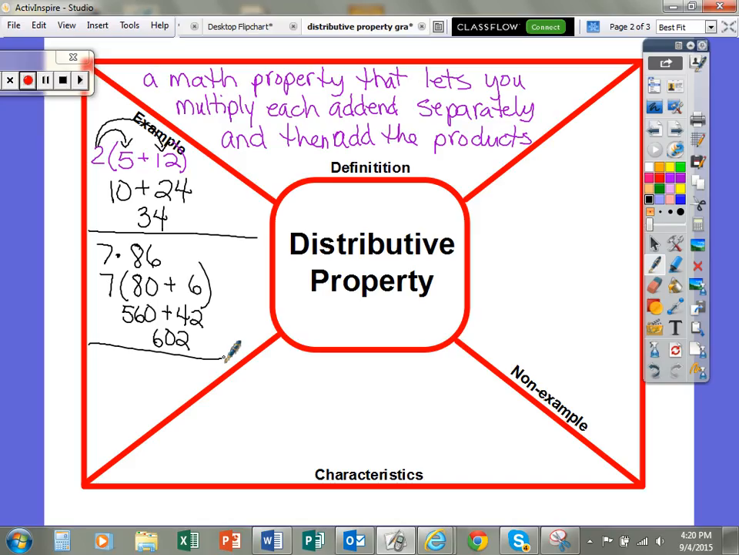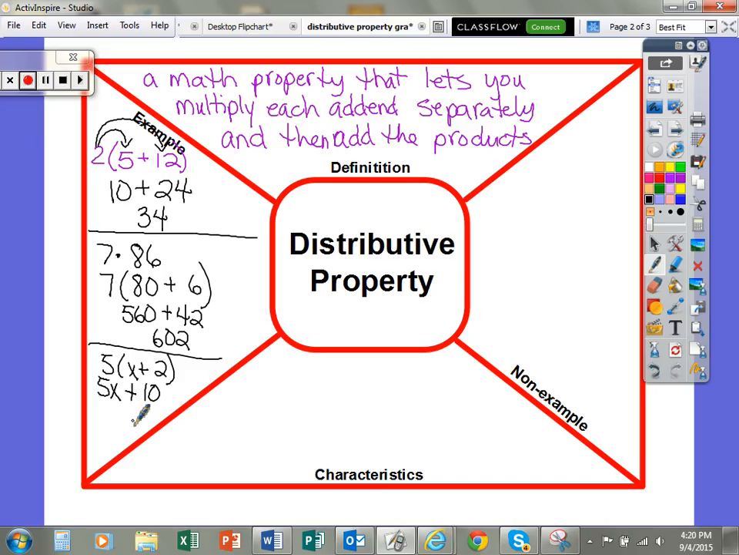Let's look at one more that does use algebra. 5 times the parentheses of x plus 2. We're still going to multiply the 5 times the x, but because it's a variable, we can't really do anything but say that we have 5x. Then we multiply our 5 times the 2, which is 10. And that is the solution to this problem because we cannot combine things that do not have like terms.